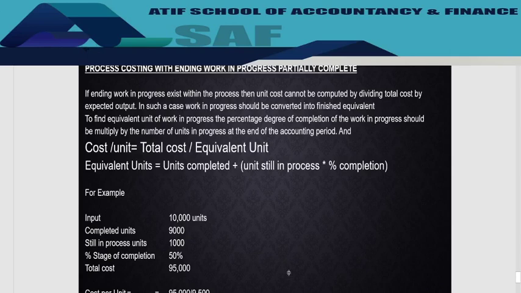To calculate the cost per unit, first you have to calculate the equivalent units. Equivalent units can be computed with the help of the formula: units completed, which are 9,000 in this situation, plus still in process units, which are 1,000 units, and their stage of completion, which is 50%. 1,000 into 50% gives you 500 equivalent units, plus 9,000 units completed gives you total equivalent units of 9,500. Now the total cost of $95,000 would be divided by 9,500 equivalent units, and you will get the cost per unit, which is $10 per unit.